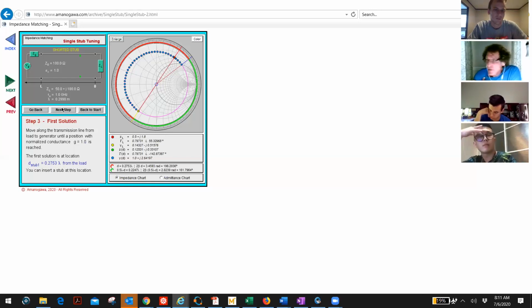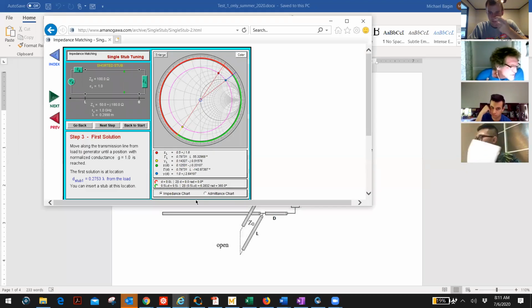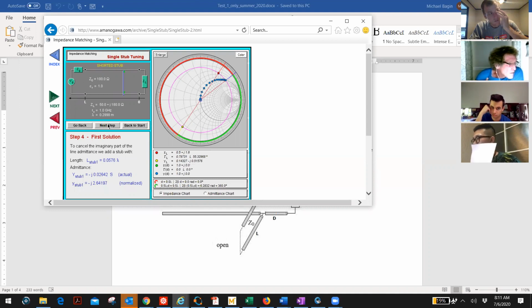Now a stub is admittance, so if it's a short circuit stub, it starts here. If it's open circuit stub, it starts here. And this one was open circuit. And actually, well, now you go down to there, and that's what the actual path would be for the total parallel impedance.